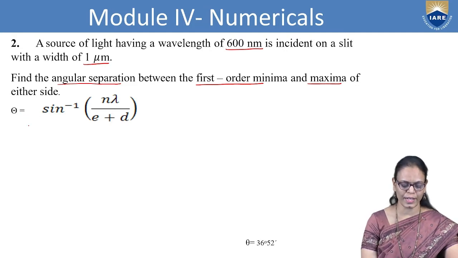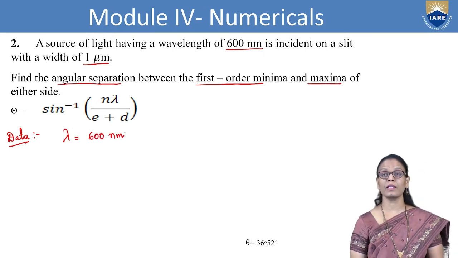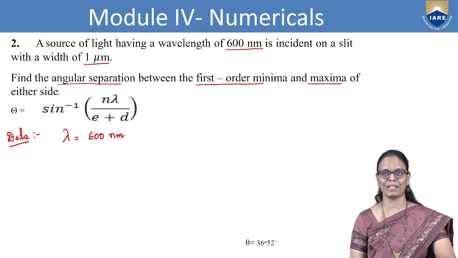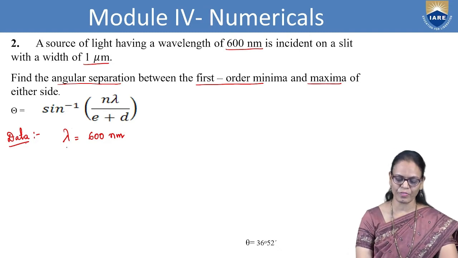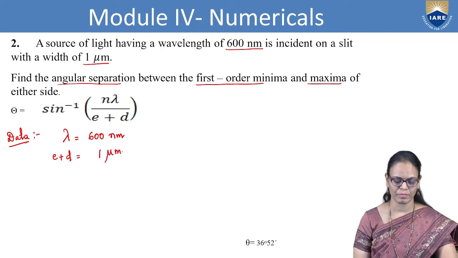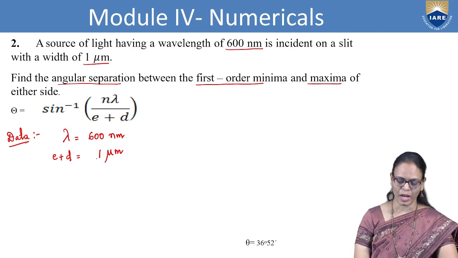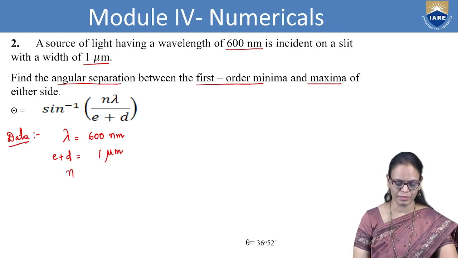So what is the data given? We'll write first. Lambda is equal to 600 nanometer. nm denotes nanometer. And the width of the slit, that is e plus d, is equal to 1 micrometer. And the order is the first order. We have to calculate theta.